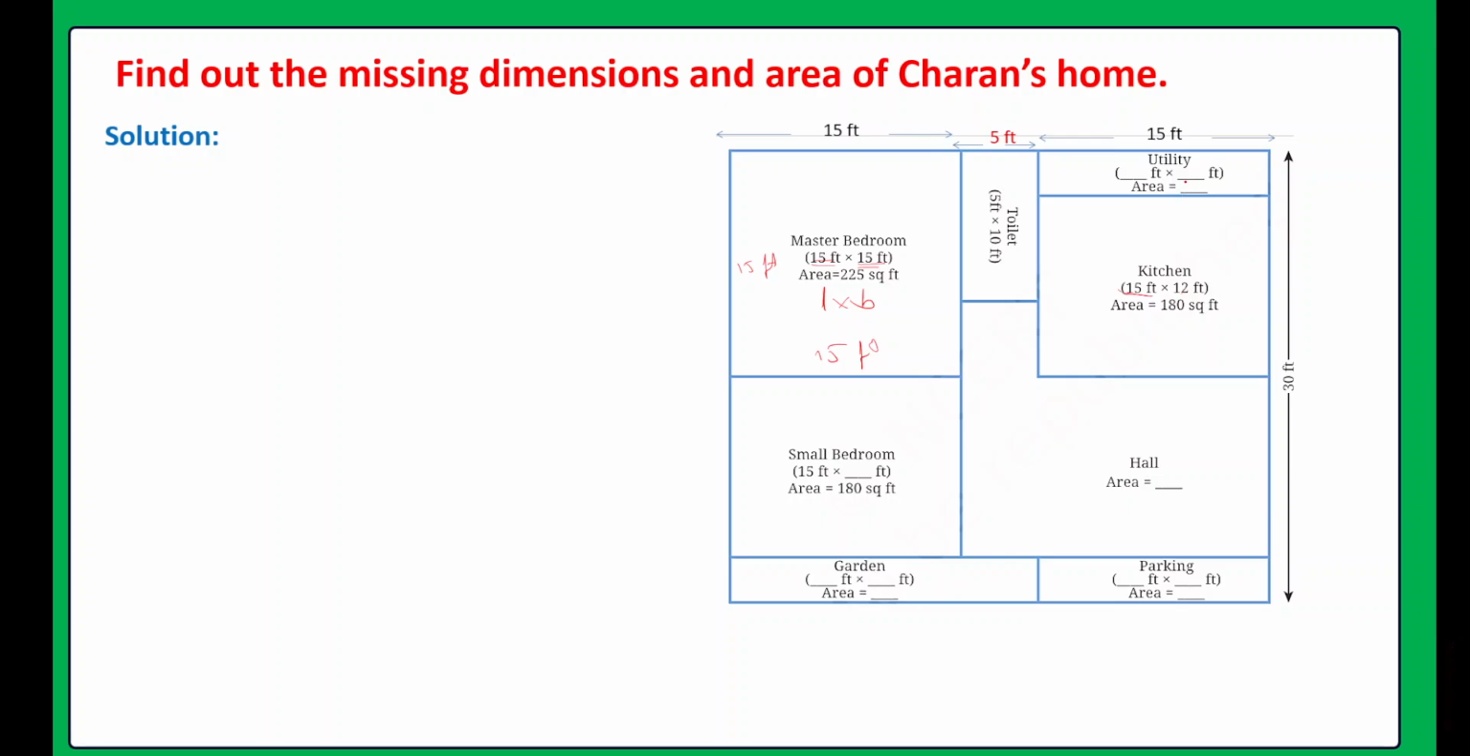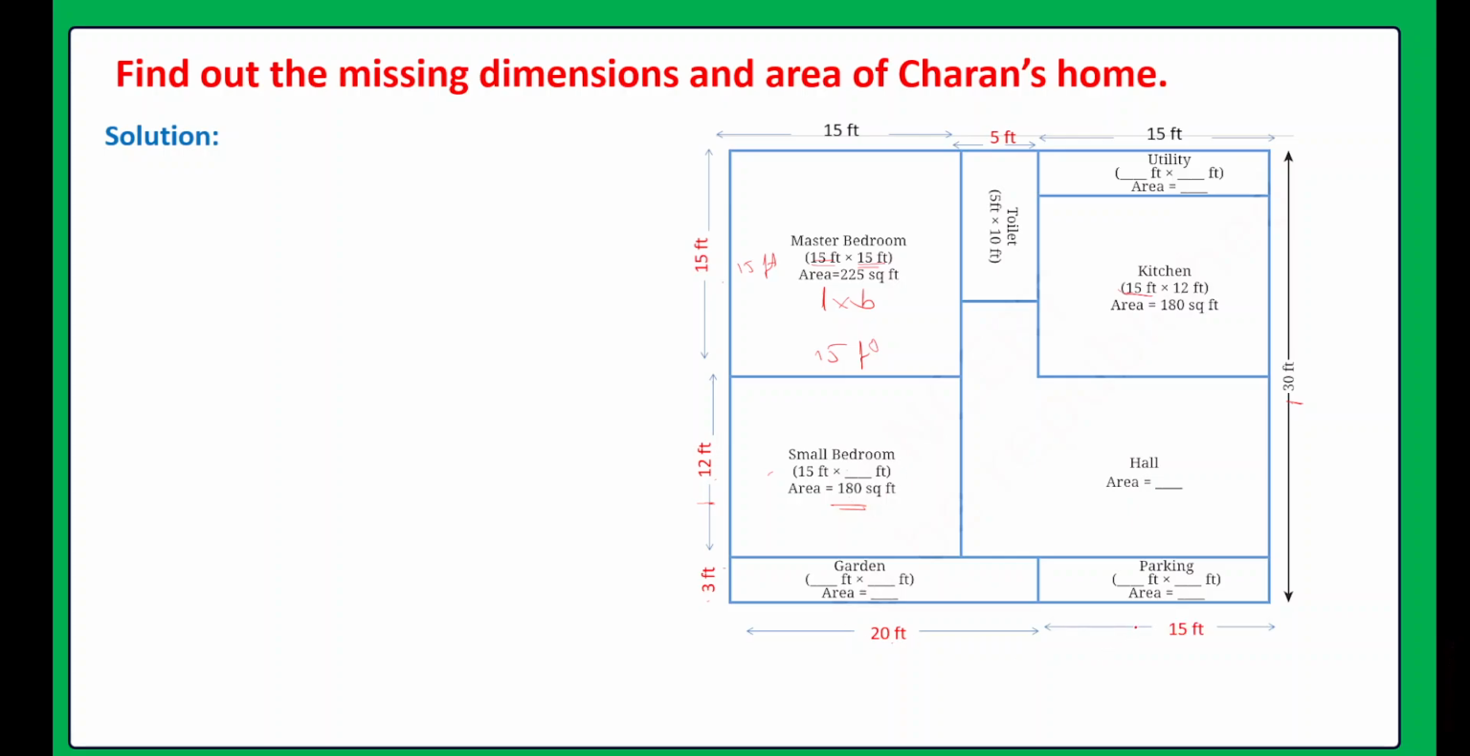This breadth is 15 and this is 12 feet, because area is 180 and L into B is 180, which implies breadth is 180 divided by 15, we get 12 feet, and this is 3 feet. The reason here is total is 30 feet but already 15 plus 12 is 27. So 30 minus 27 is 3 feet. Therefore this is 20 feet because 15 plus 5 is 20.